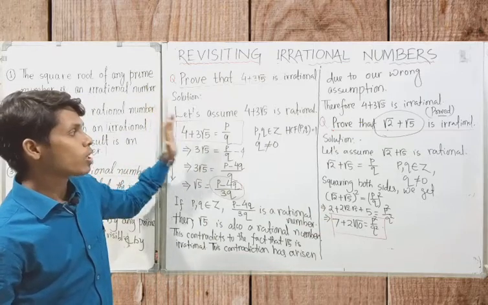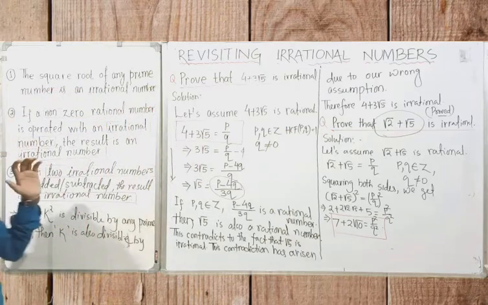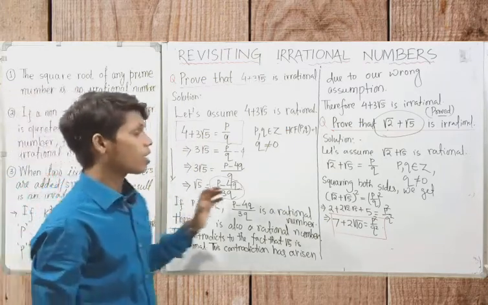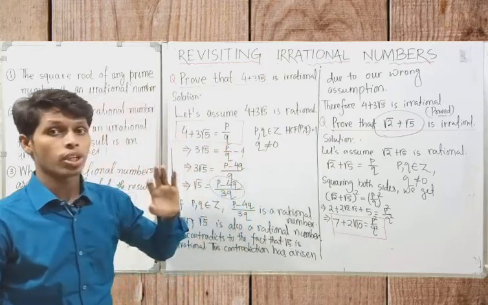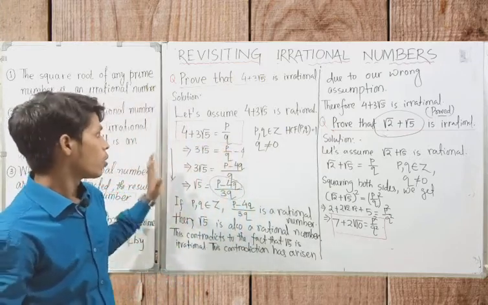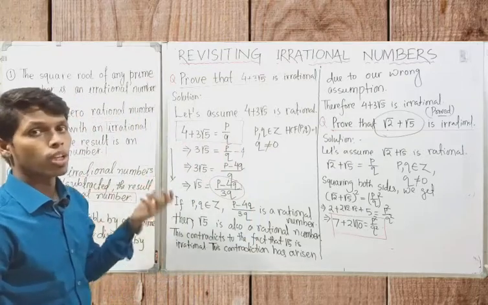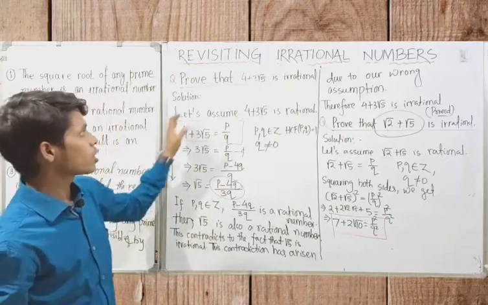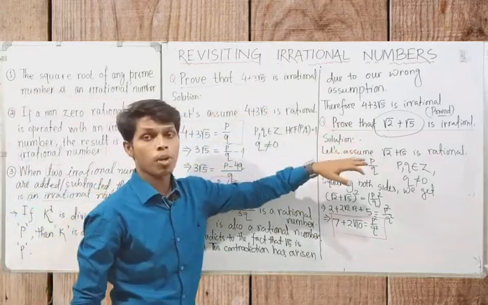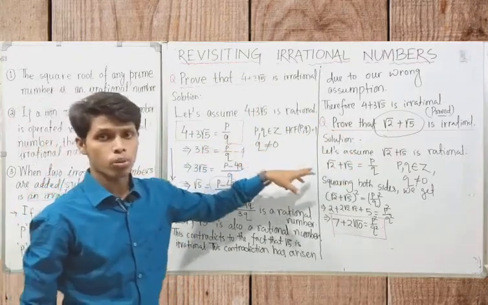Okay, so with this, all 3 properties of irrational numbers are proven, and one of this type of question must come in your exam. If proving root 2 is irrational or root 3 is irrational comes, that may carry 3 to 4 marks, and if this type of question, 4 plus 3 root 5 or root 2 plus root 5, comes in your exam, then it will be a 1 mark or 2 mark question.